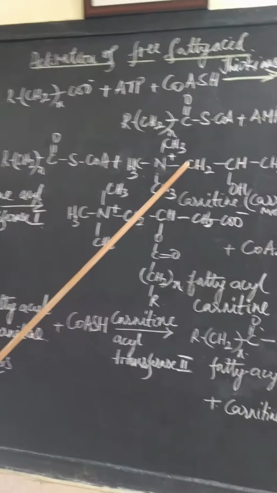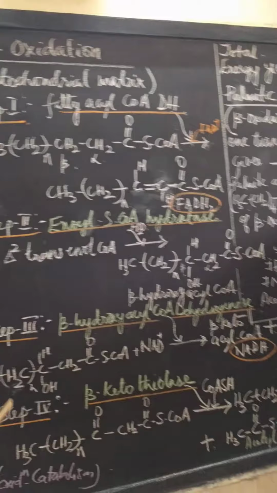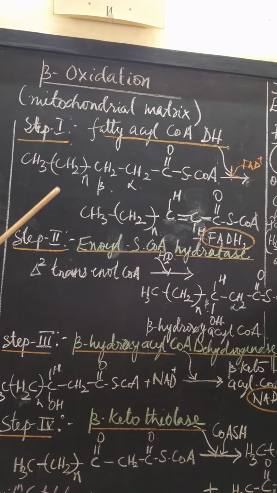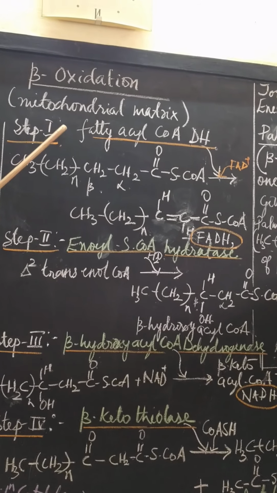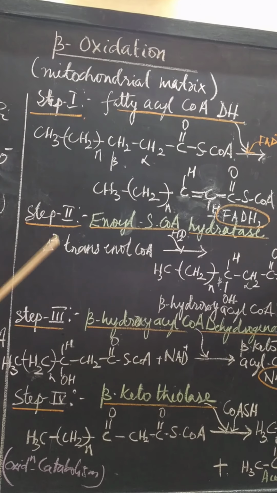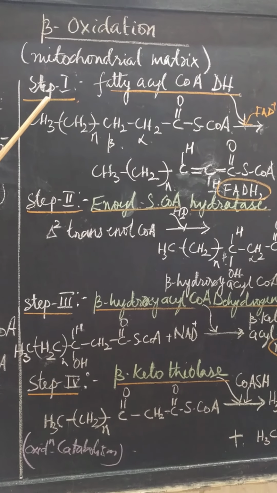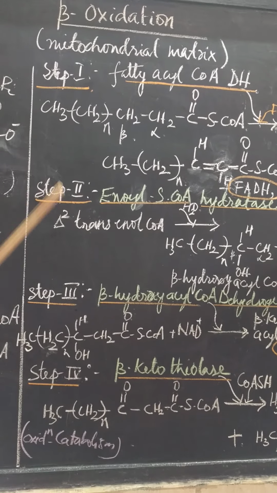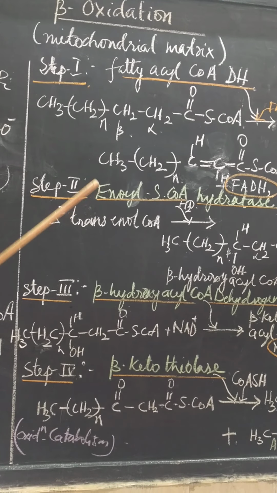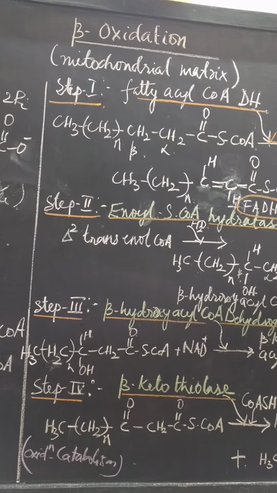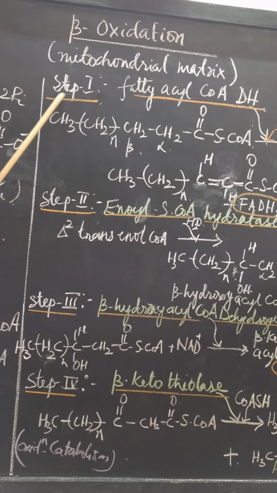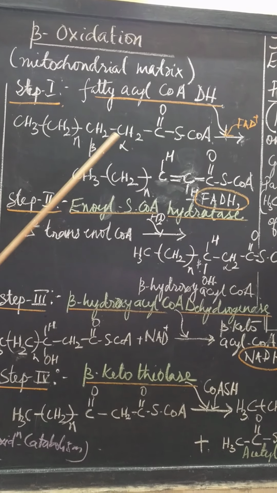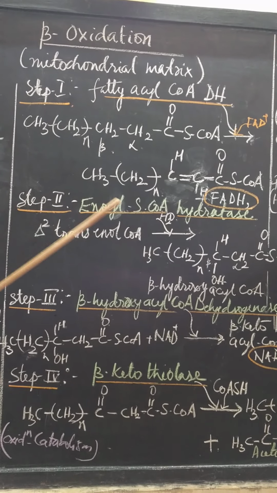Now let's start with beta oxidation. As I told you, oxidation is a catabolic pathway. We are going to break down this fatty acid into smaller components. There are four main enzymatic reactions of beta oxidation, and I have written the 4 steps. In the first step, I have taken the fatty acyl CoA with n number of carbons, and I have shown you the alpha and beta positions.